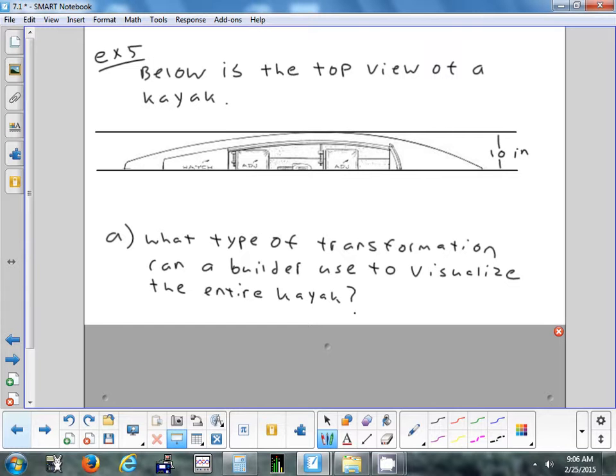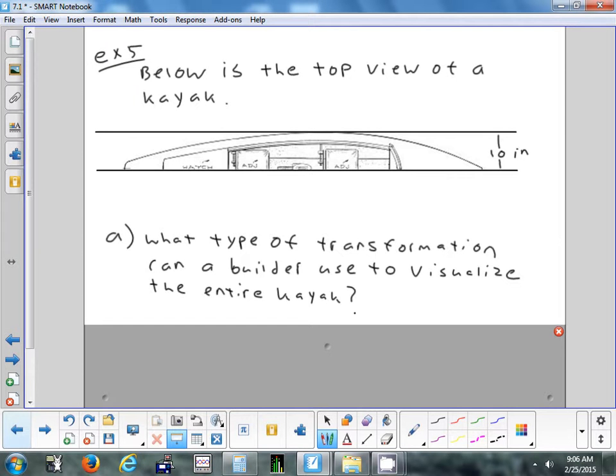Okay, and the last one. Here we're looking at a blueprint that's basically the top view of a kayak. Okay, but it's just half of the kayak. It's just like the top half of the blueprint. It says, what type of transformation could a builder or an engineer use to visualize the entire kayak based on that blueprint? What kind of transformation would the builder be able to use?